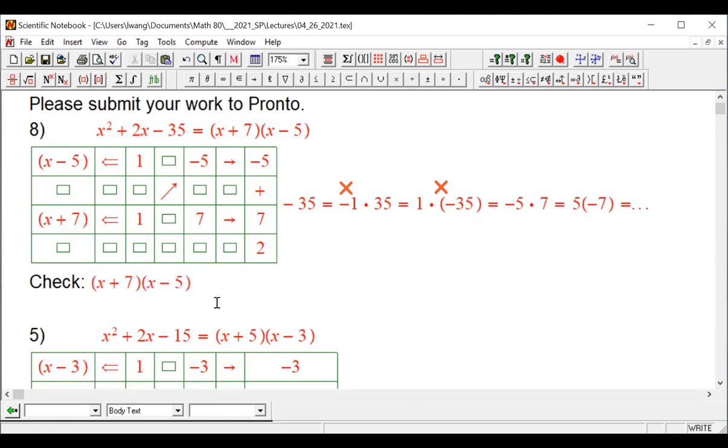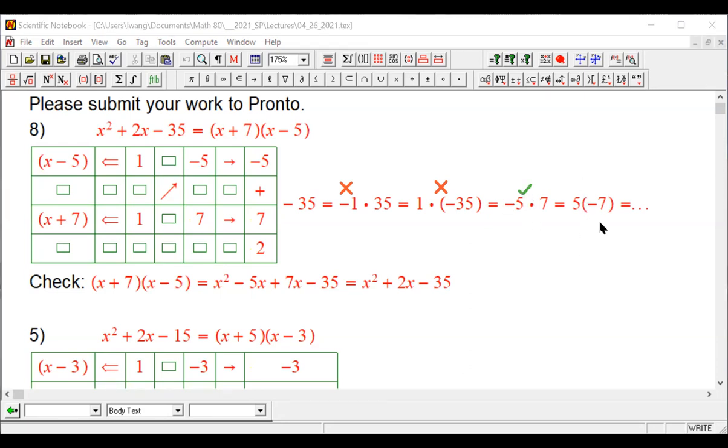Okay, so you're going to have x squared. X times x is x squared. Negative 5 times x is negative 5x. 7 times x is 7x, and 7 times negative 5 is minus 35. So in the end, we get x squared plus 2x minus 35. So we found our option.